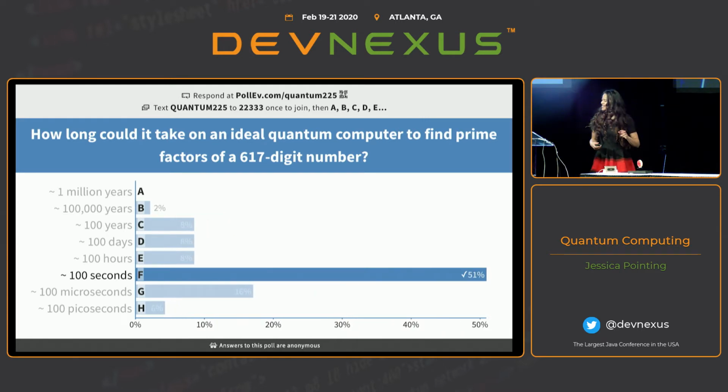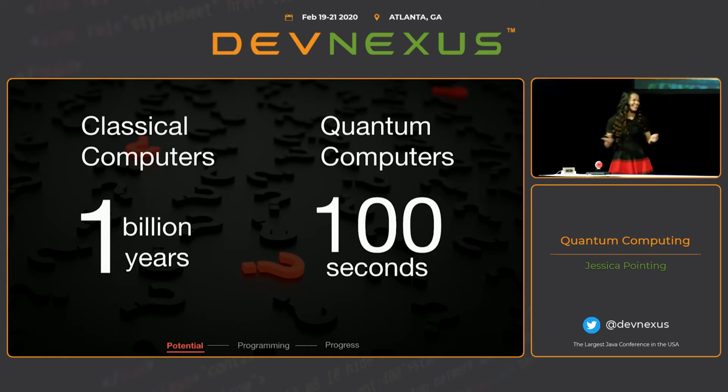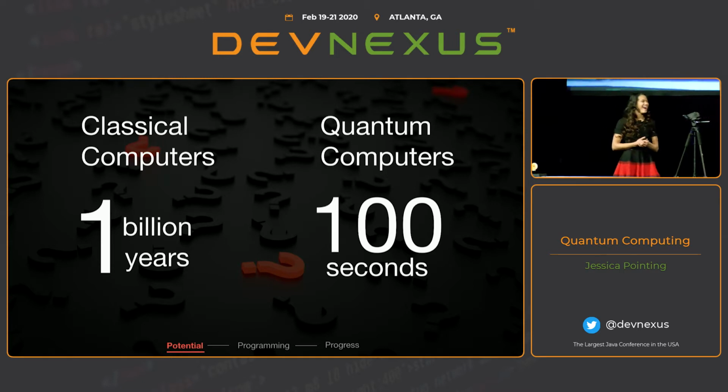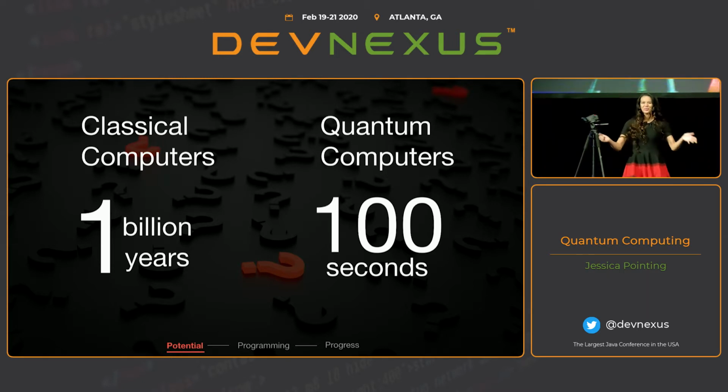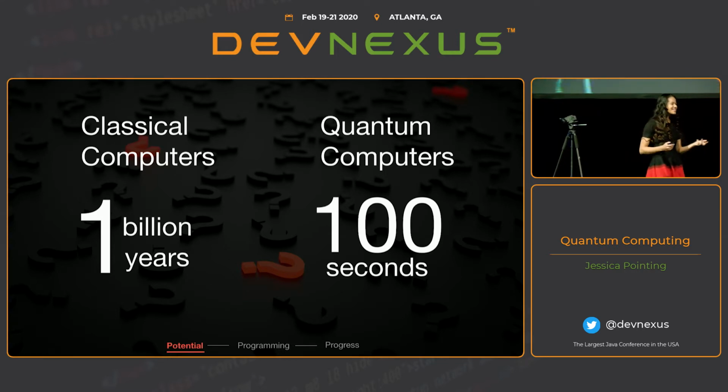So that's crazy, right? We're going from, yeah, the answer always increases once I tell the real answer for some reason. So on a classical computer, it would take up to 1 billion years, but on a quantum computer, it would just take 100 seconds. And this is an example of the potential of quantum computing.